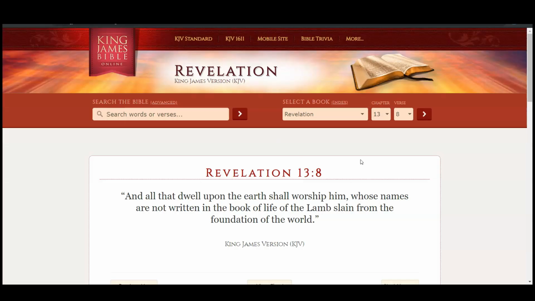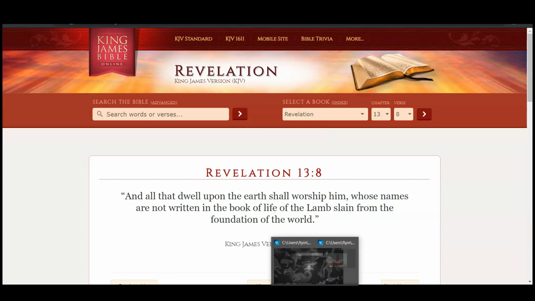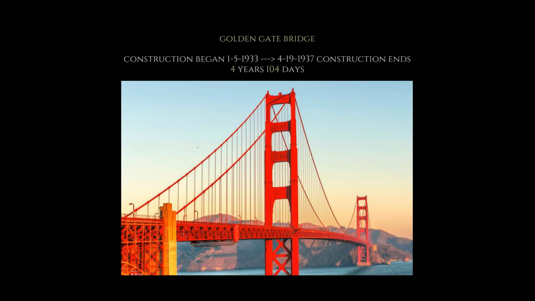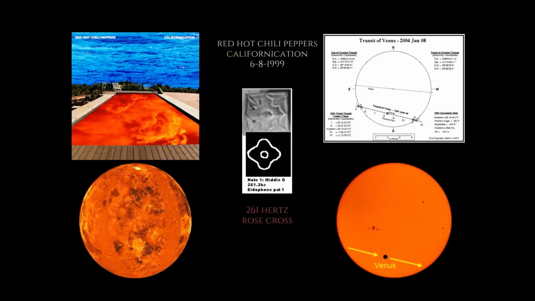Back to our Revelation 13:8, our 219th verse. So just a big circular ritual to Revelation and Venus. Here's another encoding of Venus here.